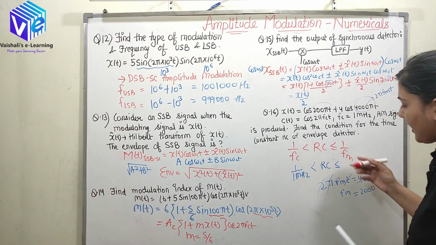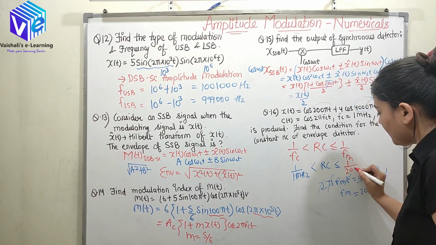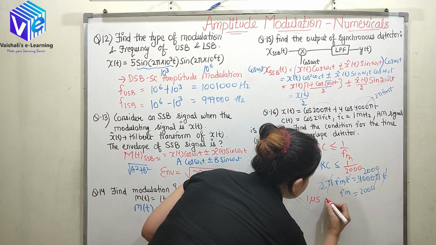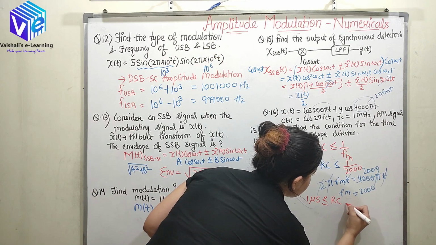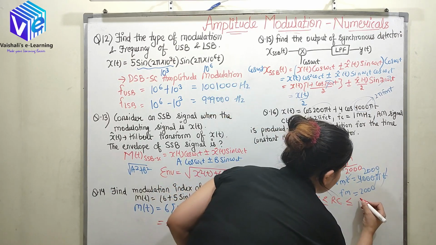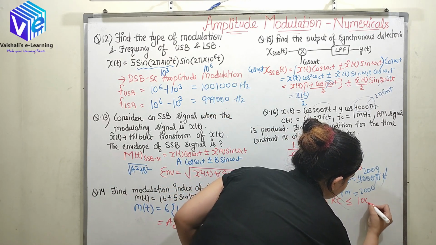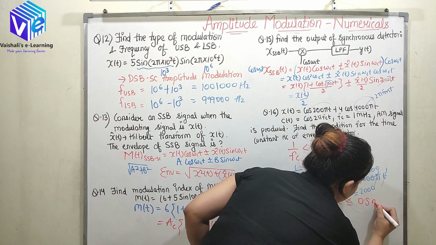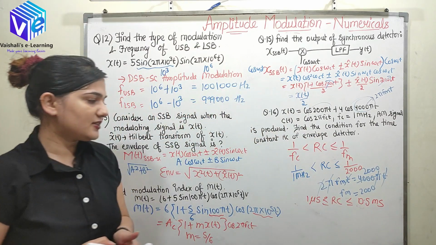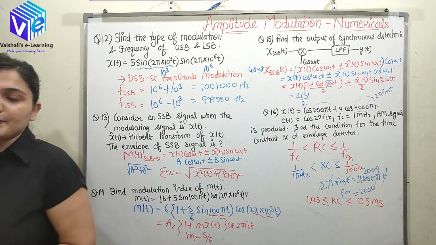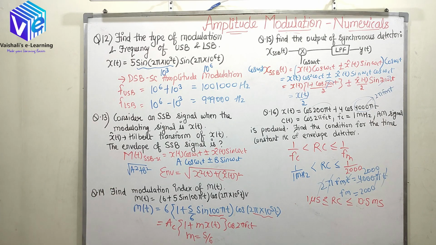So now I can put it in this equation. 1 microsecond is less than or equal to Rc, which is less than or equal to 1 upon 2000. So it will be equal to 0.5 millisecond. So now this is the condition on the time constant of the envelope detector. Now again you can take the screenshot and we'll move on to the next questions.